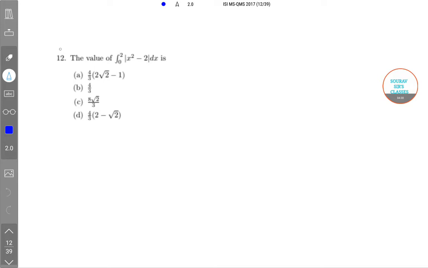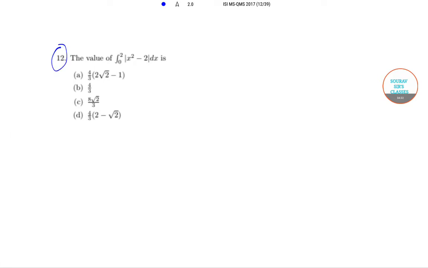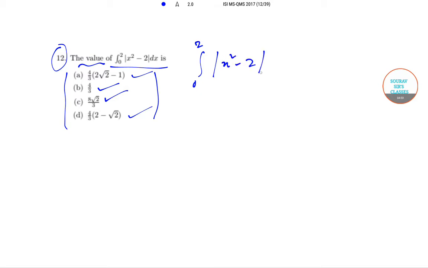The next question is question number 12. In question number 12, we have to find out the value of the integration from 0 to 2 of mod of x square minus 2 dx. The options are 4 by 3 into 2 root 2 minus 1, 4 by 3, 8 root 2 by 3 and 4 by 3 into 2 minus root 2. These are the 4 options. So basically we need to find out the value of the integration from 0 to 2 of mod of x square minus 2 dx.